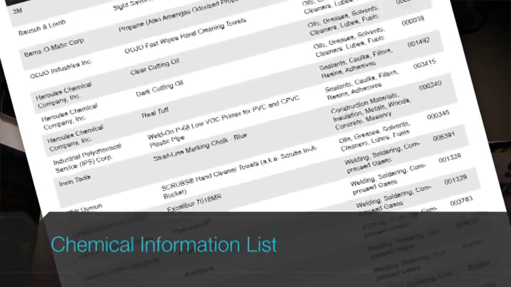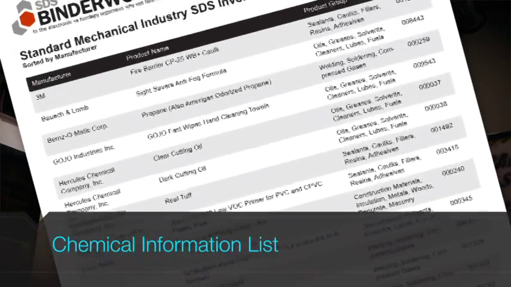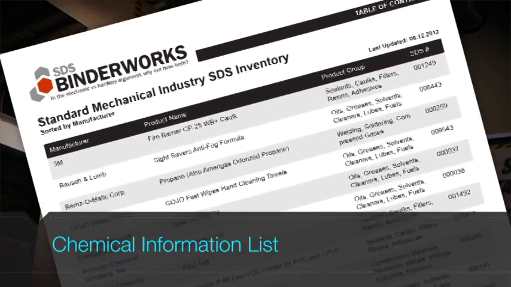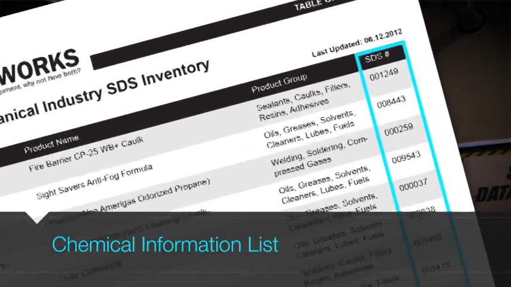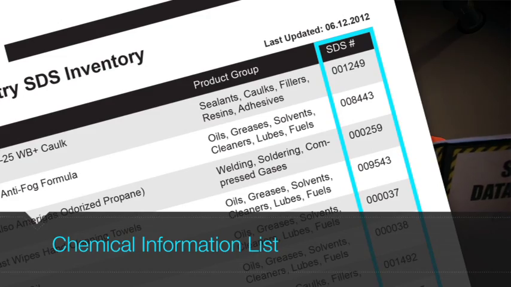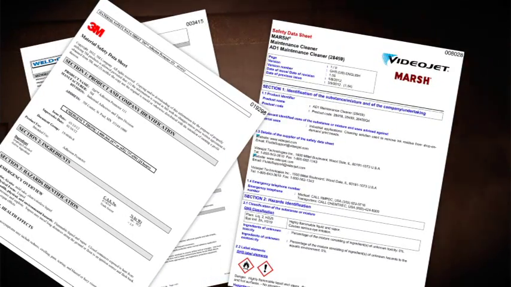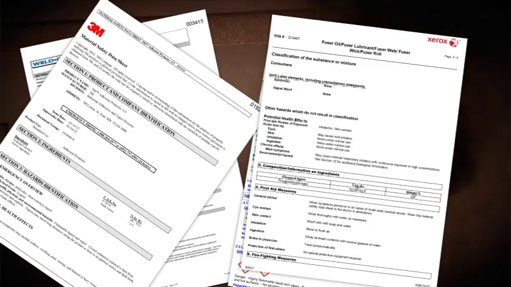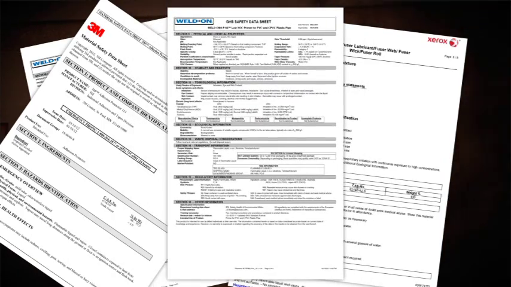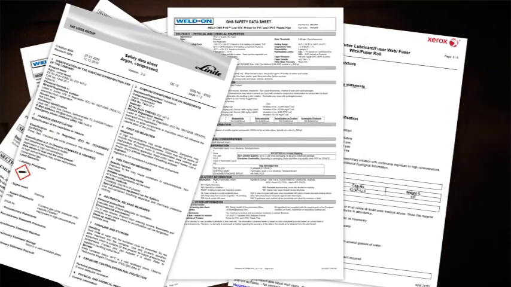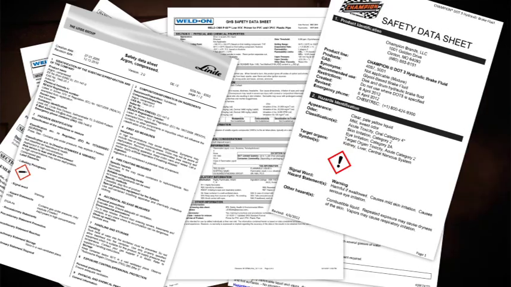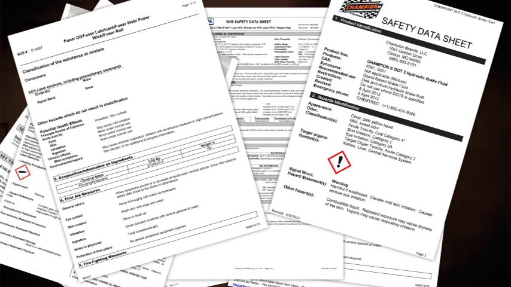Go to the chemical information list. This is an inventory of all the chemicals used on the job site. The list has a number, letter, or other symbol that directs you to the right SDS. What we now call an SDS, or Safety Data Sheet, used to be known as a Material Safety Data Sheet, or MSDS. An SDS still serves the same purpose, to provide more detailed information about a chemical substance than what you'll find on the label.